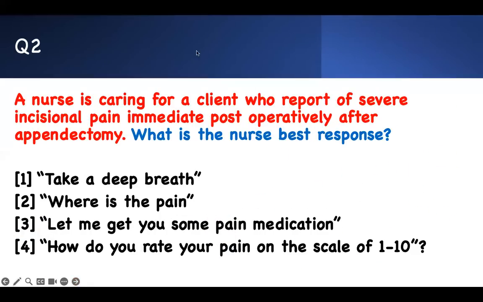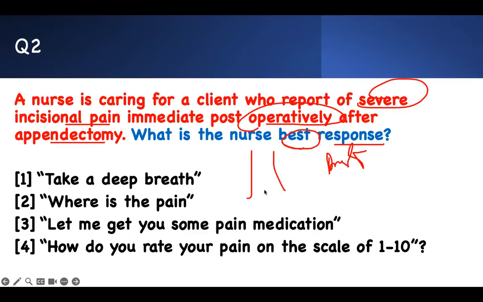Number 2. All these questions are concept. What is the next best action? The same thing, priority. You have to be sharp. A nurse is caring for a client who reports severe incisional pain immediately post-operatively after appendectomy. That is, at surgery they removed the appendix, and all of a sudden the client is complaining of abdominal pain. What would you do? Tell the client to take a deep breath? You ask them where their pain is. They told you incisional pain. Let me get you some pain medication.